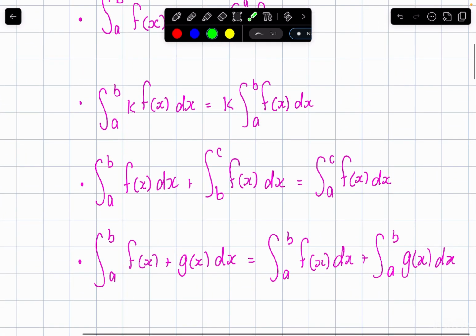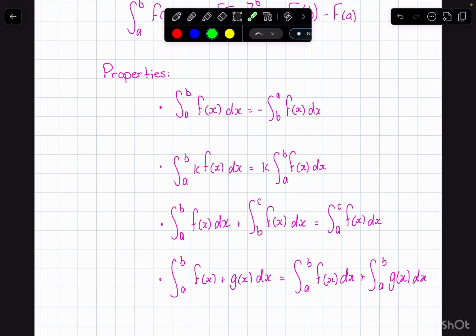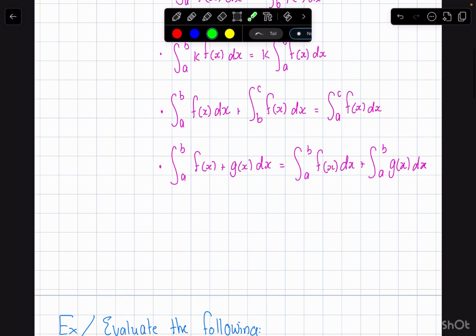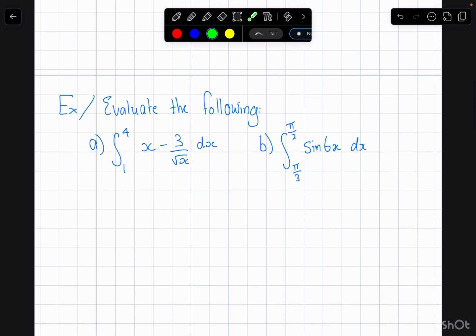The final one I want to look at and show you again, like in the last video: if I have two functions inside my integral added together, I can split them up and calculate them individually just to make life a bit easier if needed. So they're our key properties and we can utilize them within our questions. So let's have a look at two examples here of evaluate the following.